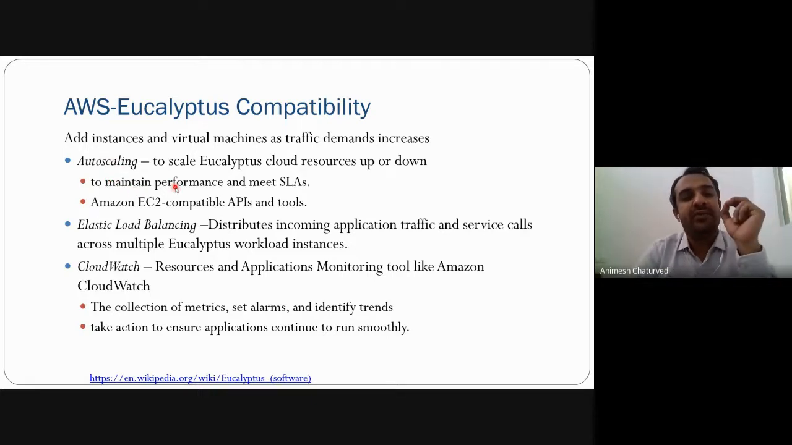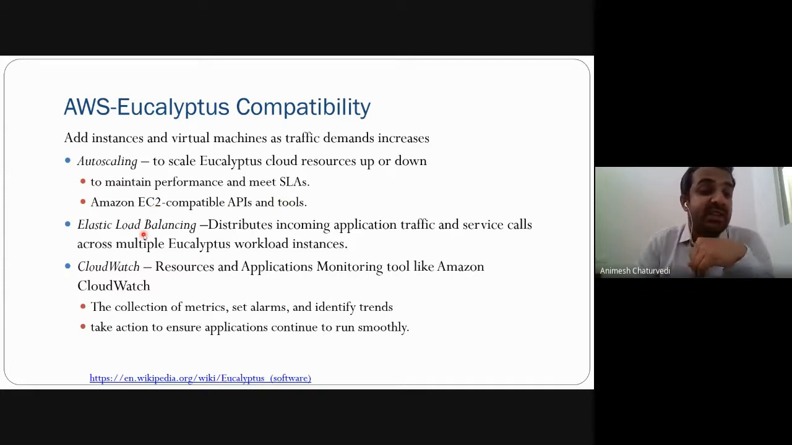Then you have to maintain performance and meet the SLA, the service level agreement. So why are we using this auto scaling? We are using it to maintain performance, meaning there has to be good quality of performance, so that the service level agreement can be managed with an increasing number of customers. How can we do it? It's simple: Amazon EC2 compatible APIs and tools are there for doing this.